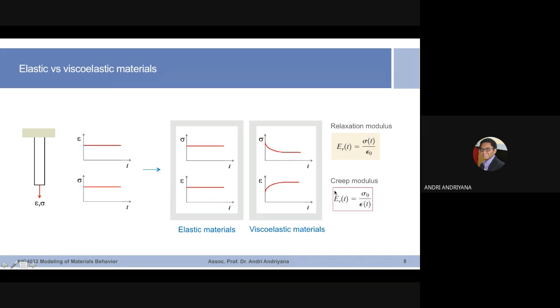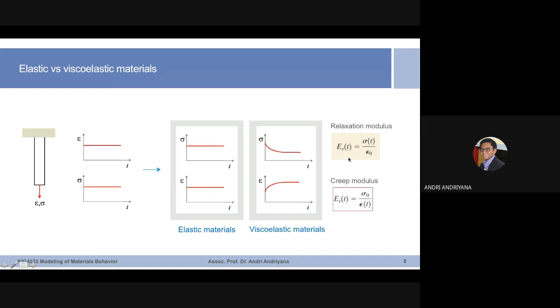From the creep test, we can then extract a property called the creep modulus. Okay, also defined as a ratio between stress and strain. The only difference is that the stress this time is a constant, while the strain is evolving with time.